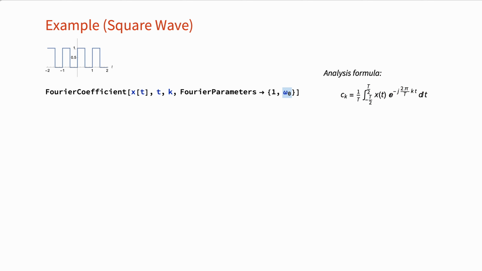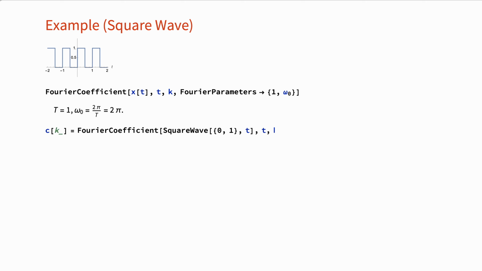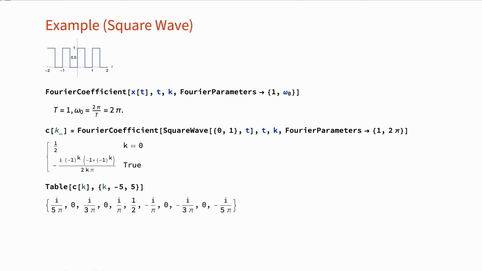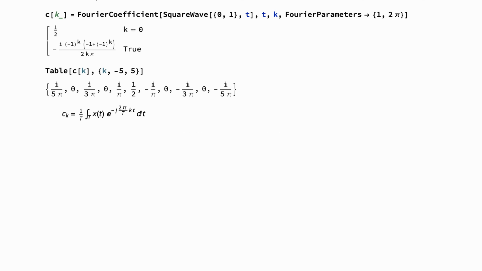The second parameter is the fundamental frequency 2 pi over T, where T is the period of the square wave, which is 1. So we have 2 pi. Let's look at a few of the Fourier series coefficients c_k for k going from -5 to 5. If we were to obtain these values by hand using the analysis formula, replacing T with 1 and x of t with 1 for t between 0 and 1/2, the integration can be simplified as shown here.